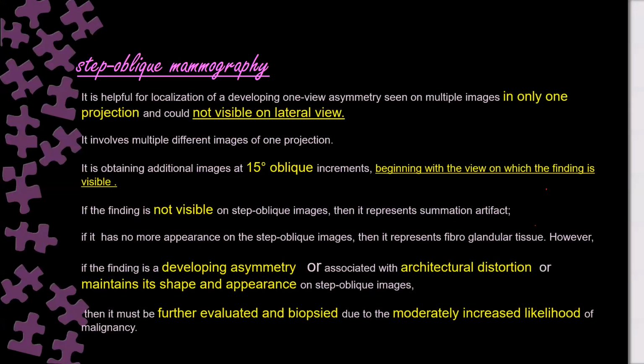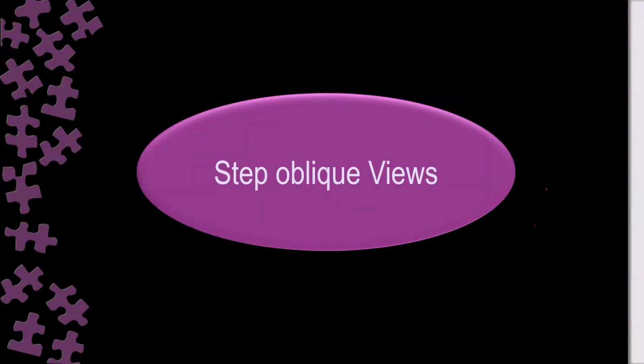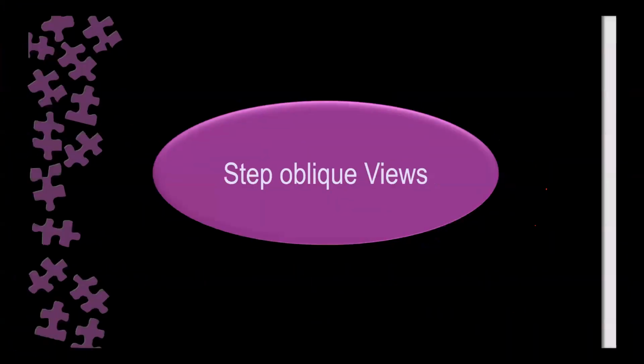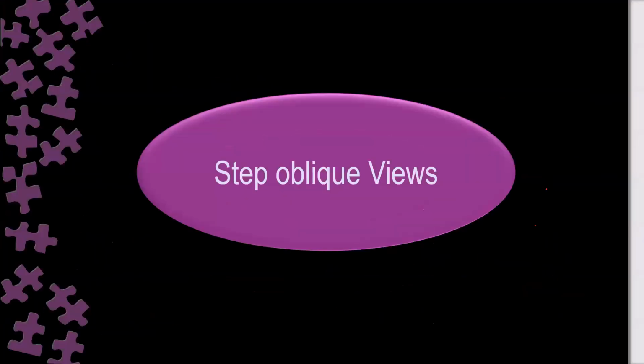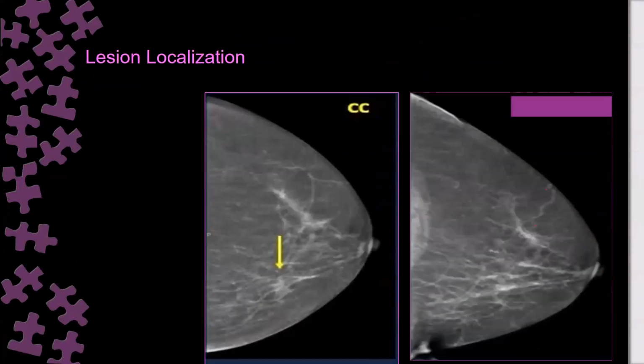It's more or less the same. If it is there, then we can work it up. So, step oblique views done. Let us go for another lesion localization, the last session in these lectures.